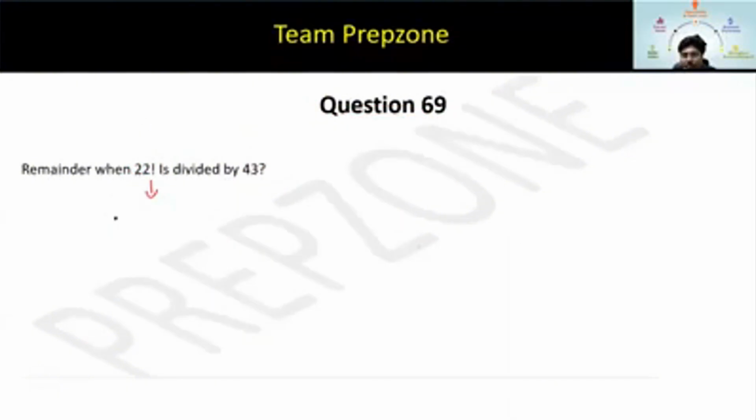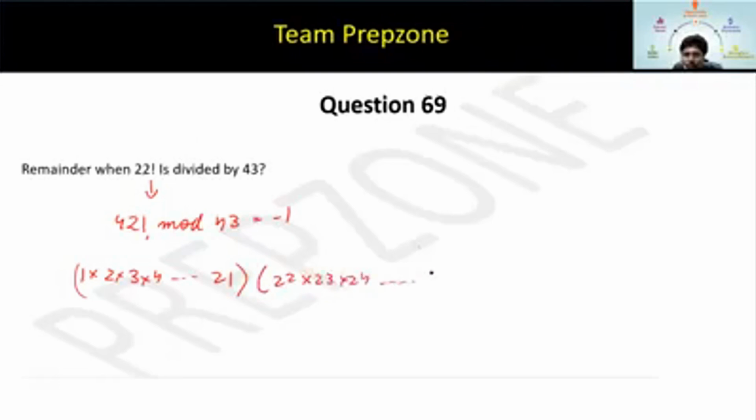In this case again, I will write first of all 42 factorial mod 43 is equal to -1. Again, I will break this. I have to break it. There is no other method. So 1 into 2 into 3 into 4 till 21. In the previous one, if I know the options, I can do it very quickly. In this one, 21, then into 22, 23, 24, till 42 is equal to -1 mod 43, right?